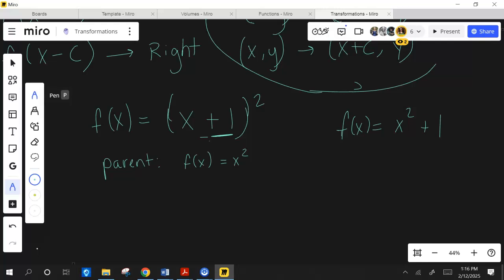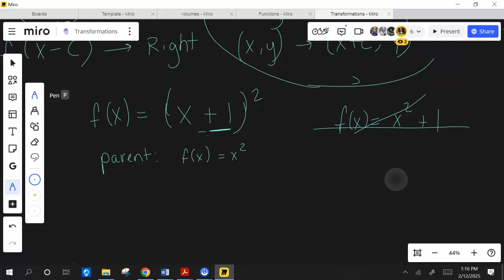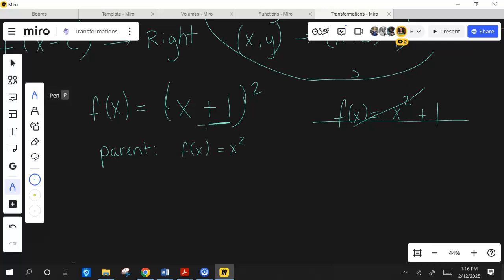This is not the same. I'm telling you that these are not the same. These are two different things. This was saying up 1. This is saying left 1. I want you to see the difference in how you shift it up and down as opposed to left and right. So if it's in parentheses, that attaches it to the X.